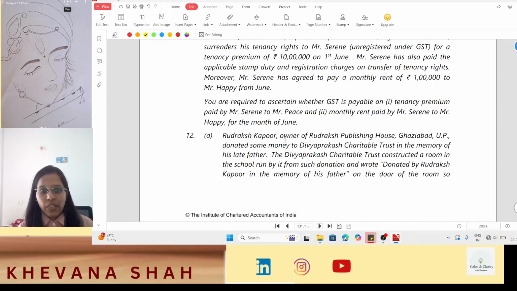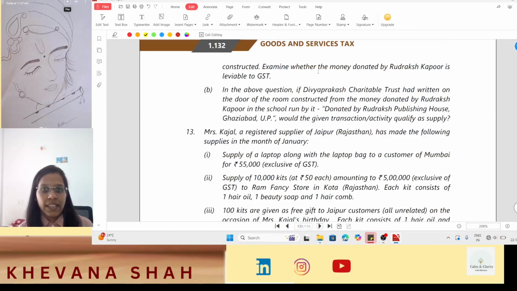So question 12a: Rudraksh Kapoor, owner of Rudraksh Publishing House, Ghaziabad, UP, donated some money to Divya Prakash Charitable Trust in the memory of his late father. Divya Prakash Charitable Trust constructed a room in the school run by it from such donation and wrote "donated by Rudra Prakash Kapoor in the memory of his father" on the door of the room. So constructed, examine whether the money donated by Rudraksh Kapoor is leviable to GST. So this is not leviable to GST.